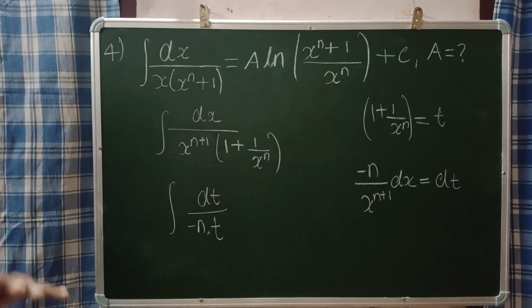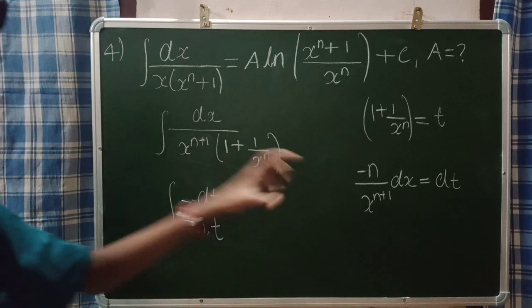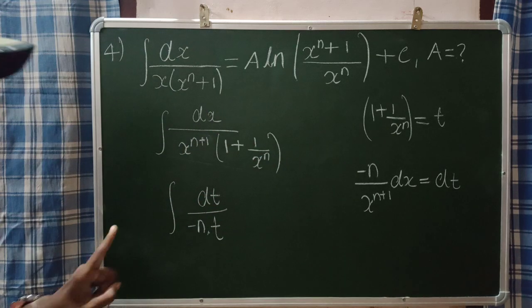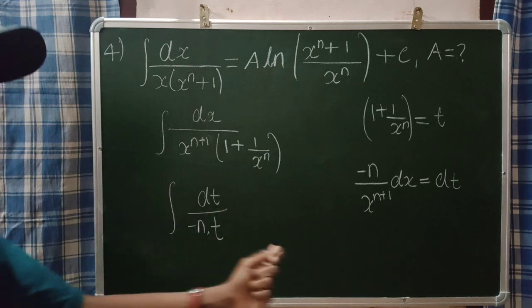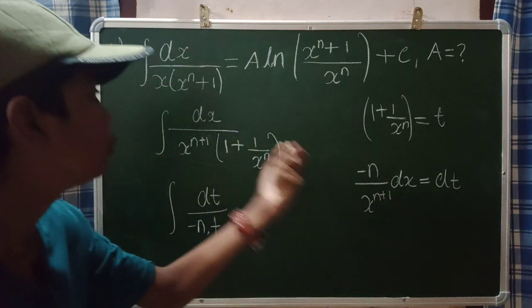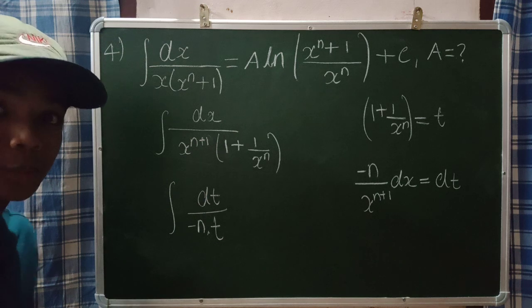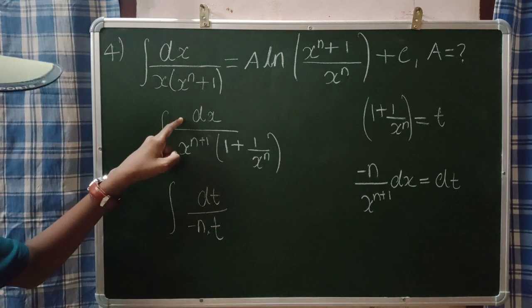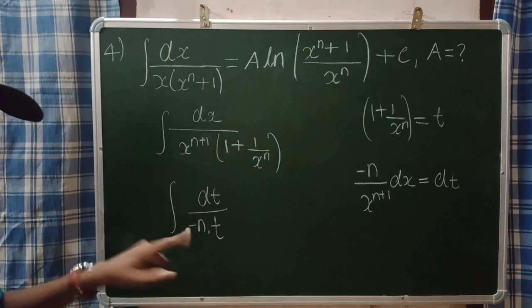So guys, I will repeat once again. In order to write this form of expression, dx by x^(n+1), as dt, I divide dt by minus n, so that you get dx by x^(n+1). I hope that makes it clear. Now, when you divide dt by minus n, you will get dt divided by minus n, correct?